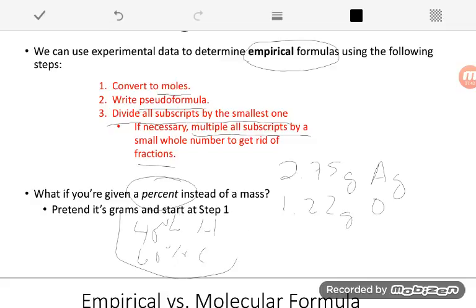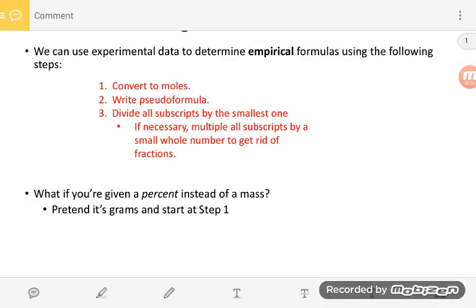So if you're given a percent, all you're going to do is pretend those percents are grams. You're going to say, well, if I started with 100 grams of the sample, then 40 grams of it would be hydrogen, 60 grams of it would be carbon. So you're just going to call it grams and then still do the same thing. So whether you start with grams or percentage, you're going to follow the same basic steps.